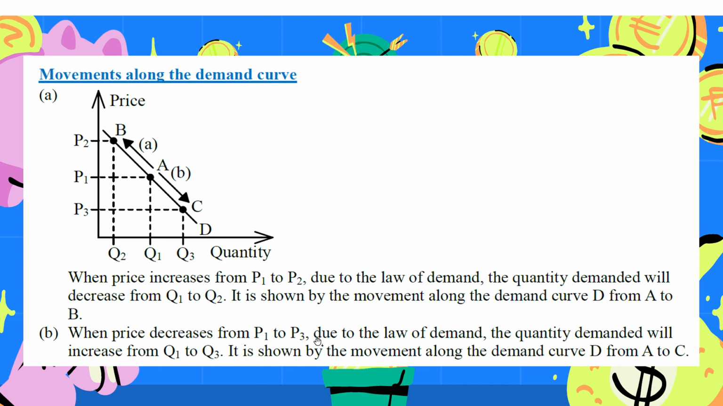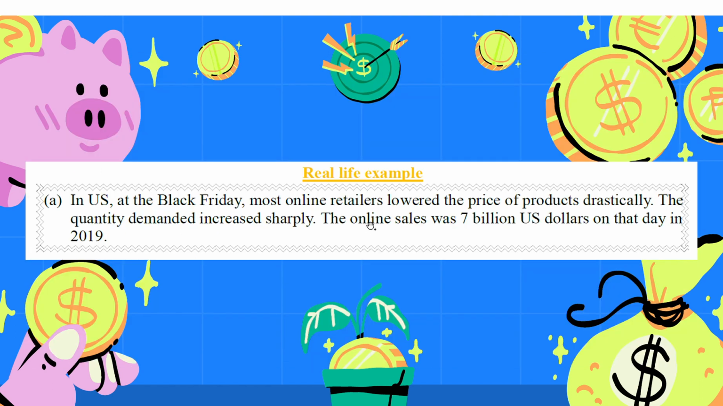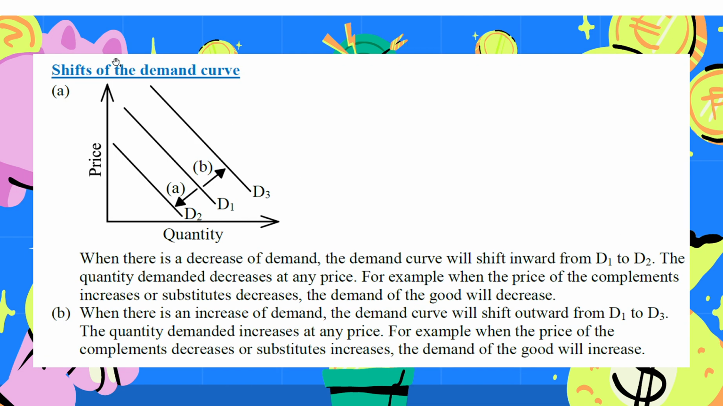So when the price decreases from P1 to P3, then due to the law of demand, the quantity demanded will increase from Q1 to Q3, okay? It is shown by the movement along the demand curve from A to C. In a real life example, in the US at Black Friday, most online retailers will lower their prices drastically. Price decreases, so the quantity demanded will increase drastically too. So quantity demanded increases sharply. Just on that day, the online sales can be $7 billion. Crazy.